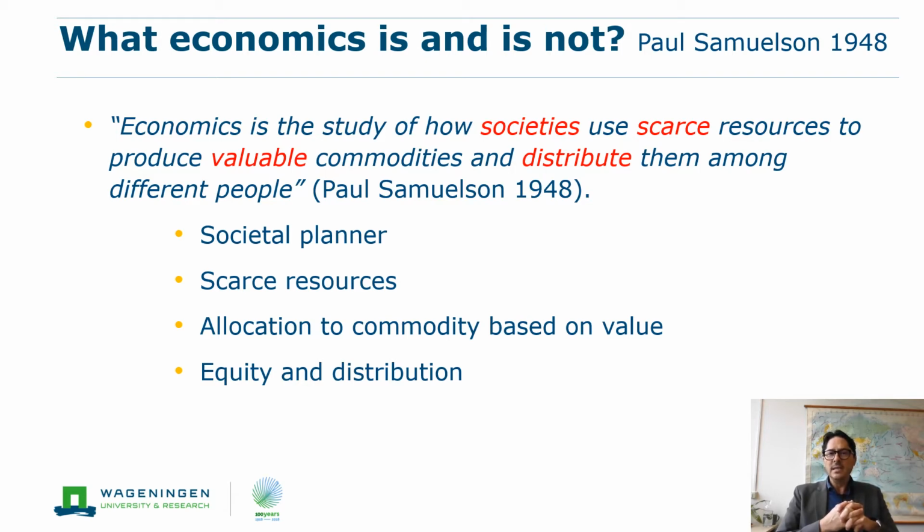And finally, this definition puts the focus on the distribution of happiness, of well-being, of goods and services among different people in society. So economics is not just about producing more and more and more, it's also about how that is distributed in society.